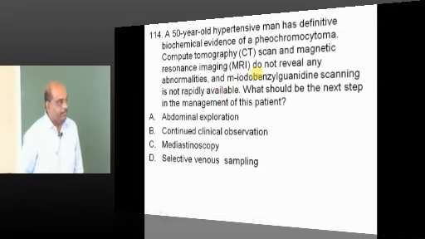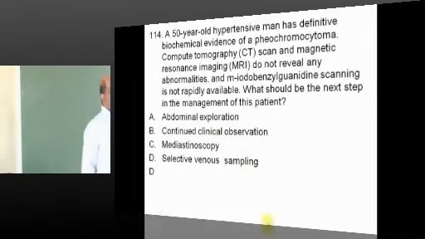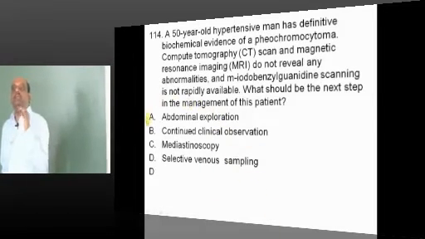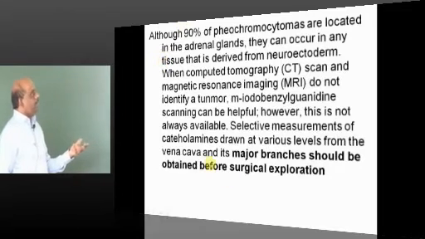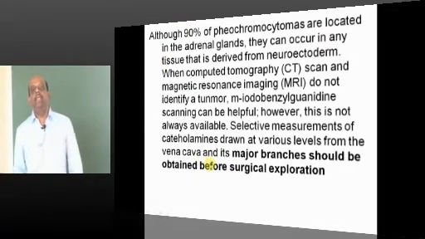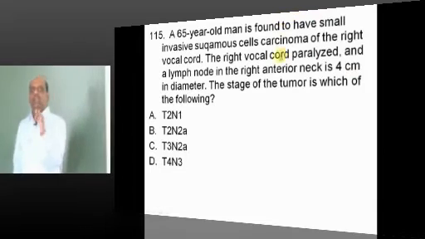Now, doctor, a 50-year-old hypertensive has a pheochromocytoma, and CT and MRI do not reveal any abnormalities. What do you say? D, selective venous sampling. Beautiful. What will you do in that? You will measure all the metabolites of the catecholamines, is what needs to be remembered. This is a beautiful point.